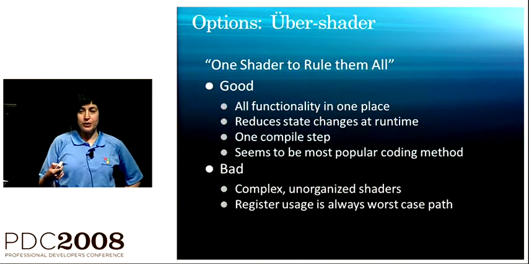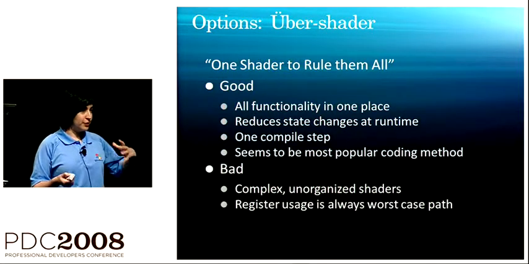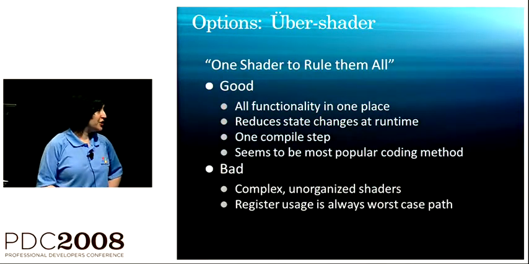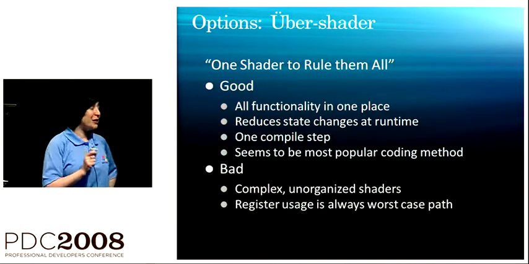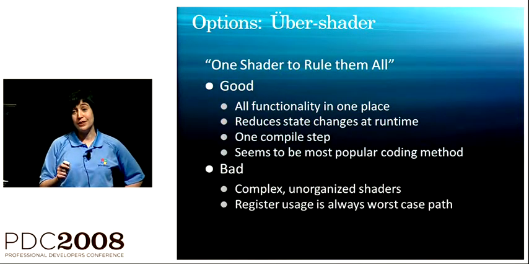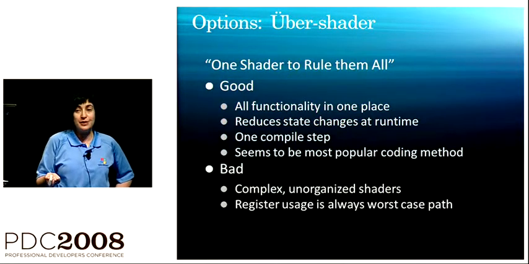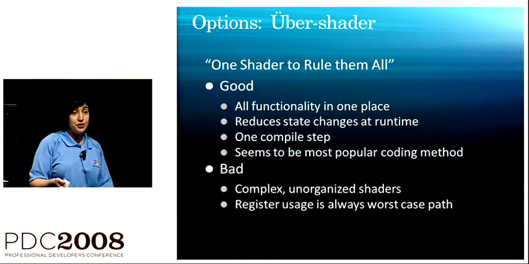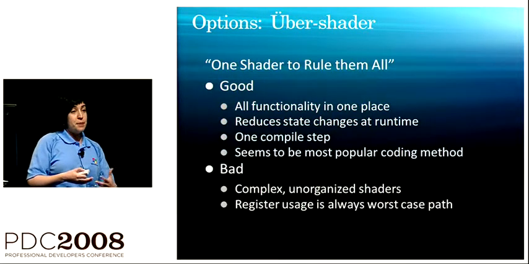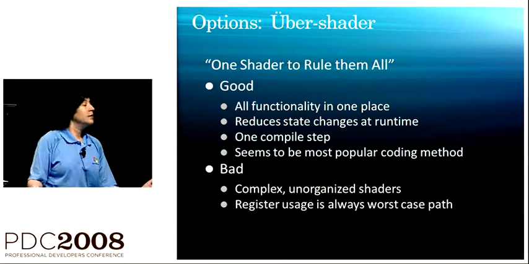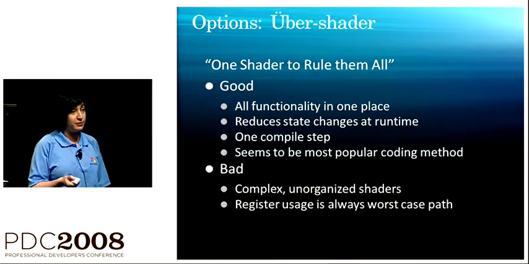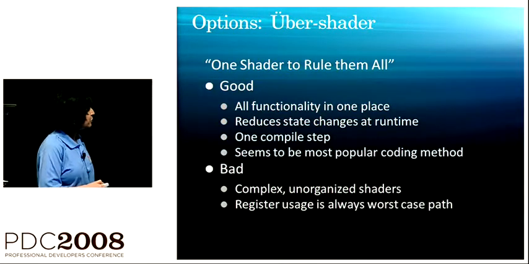What's bad is, of course, there's a reason that people like to write smaller functions that call other functions. This leads to very complex, unorganized shaders that are very hard to read. And probably more importantly is that register usage always winds up being worst case path through the code because the compiler doesn't know, right? The compiler says, hey, I don't know how you're going to execute through this code, so what I have to do is allocate registers based on the biggest register hog in that whole code path. Okay? And register pressure is definitely something that affects performance, and so this is really bad. This is not what we want.